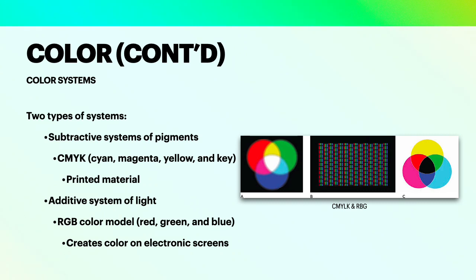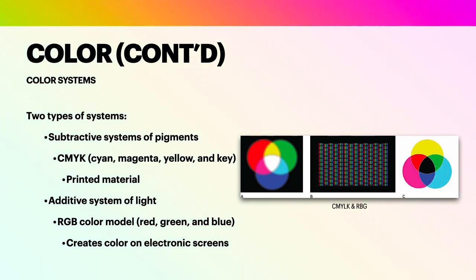Color systems. There are 2 types of systems. You have your subtractive systems and your additive systems. So your subtractive systems of pigments would be, for example, CMYK. We're probably all a little bit familiar with CMYK from our use of a computer, let's say, especially if you've used some sort of design software. So CMYK stands for cyan, magenta, yellow, and key. Key is also considered the color black.